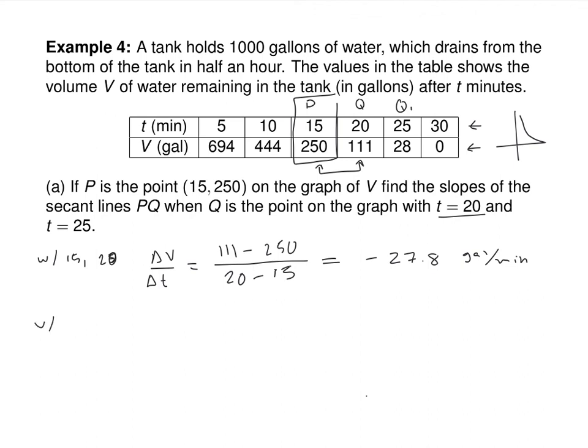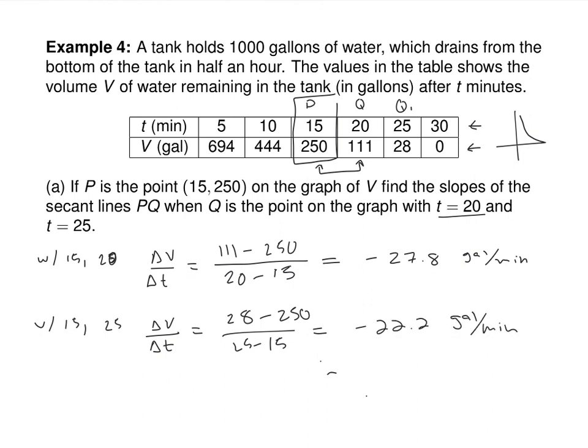Okay, how about with 15 and 25? Change in volume over change in time. That'll be, what, 28 minus 250 over, what? Is that 15 or is that 10? So 25 minus 15, it's over 10. So that one is negative 22.2 gallons per minute.